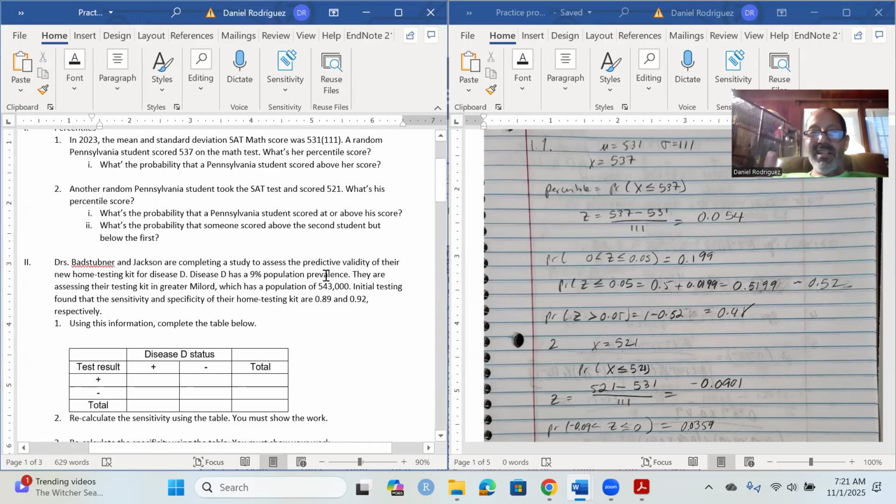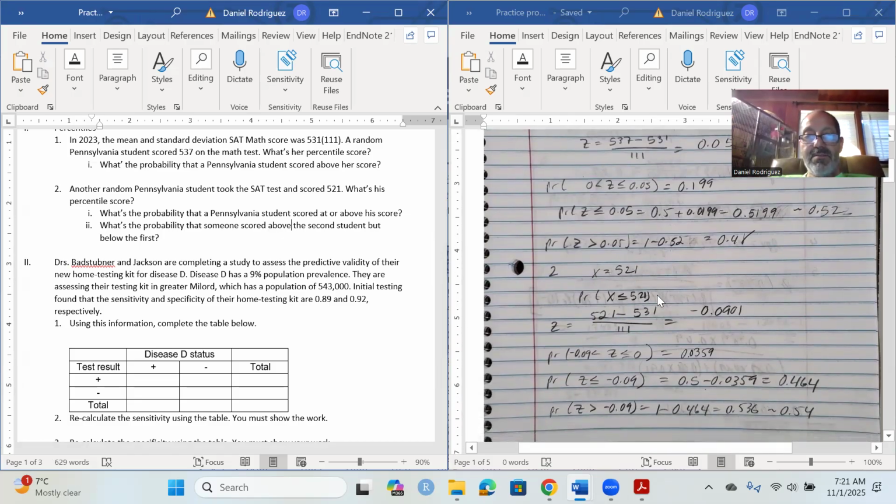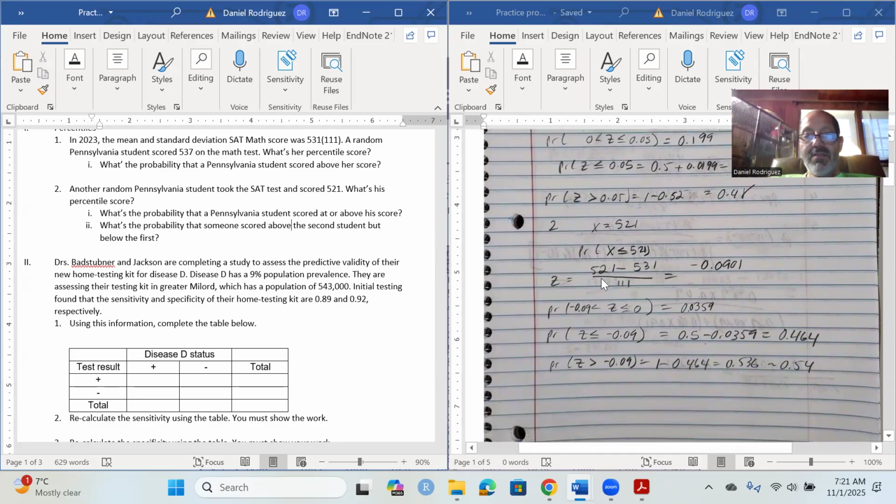All right. So we got 521 here for the second one. We have our x value, the specific value of our variable, which is 521. So we want to know what's the probability that x is less than or equal to 521. So we plug everything into this z equation. I like the word equation better than formula. Formula makes me think of something that babies drink.